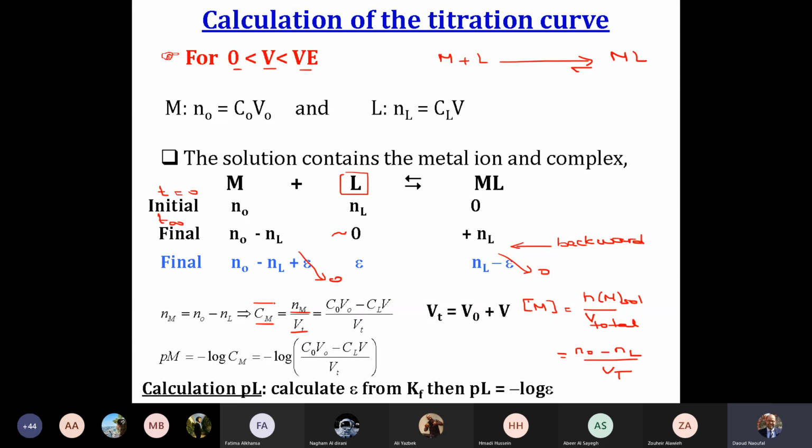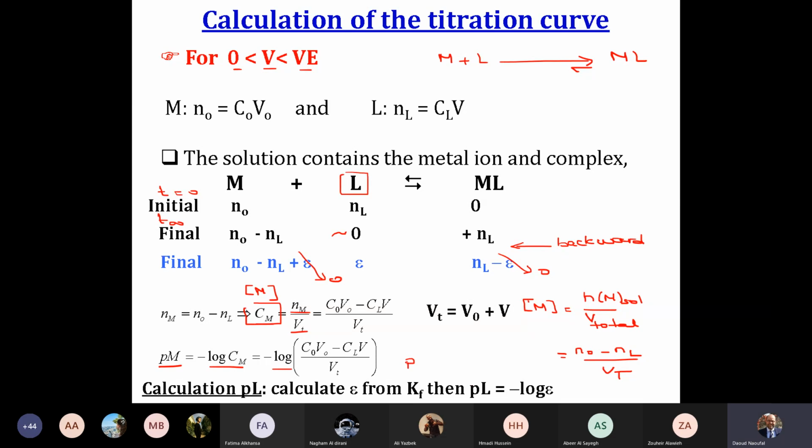So we calculated the concentration of M, then we deduce pM equals minus log of CM, equals minus log of (C0 V0 minus CL VL) divided by V total. Suppose they ask to calculate pM. If the question is to calculate pL, it's very easy.